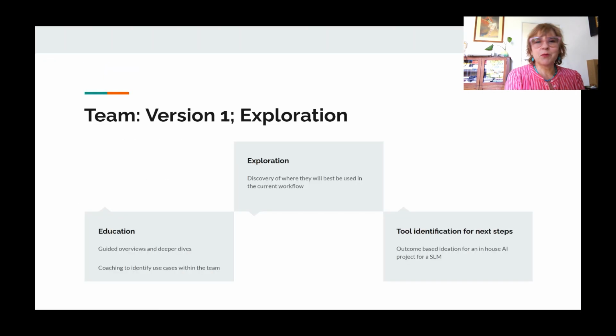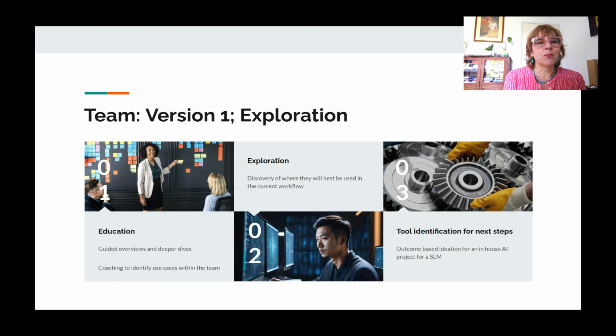Okay, what kind of team would we put together for this? We'd look to put together a team of education, so creating guided overviews, deep dives, coaching to identify use cases within the team. So, what part of your work could be improved, what workflow could be improved. Exploration, so discovery of where that can best be used, and tool identification for next steps. Outcome-based ideation for in-house AI. So you'd need a team around that kind of exploration stage, which would mainly be around workshops and gathering the right people to take something to the next stage.